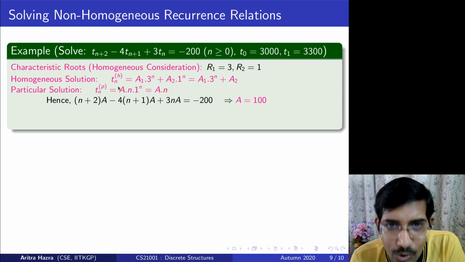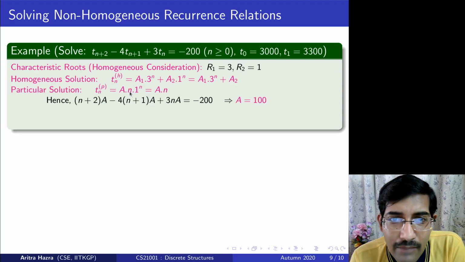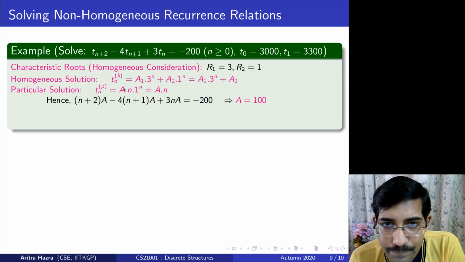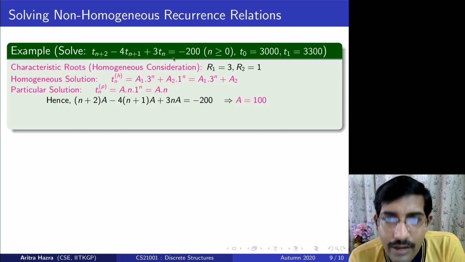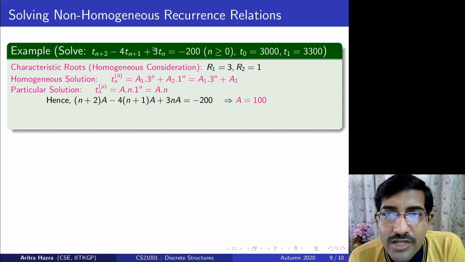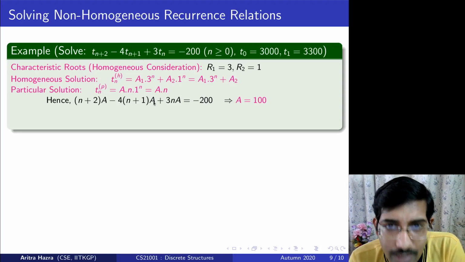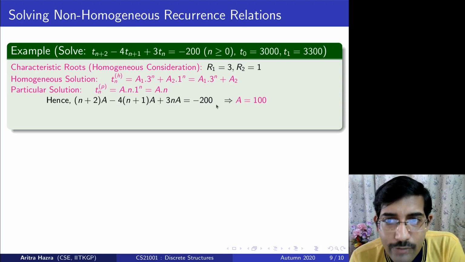So the particular solution has to be made linearly independent. n into 1 to the power n into a is my particular solution part. So this is an. I put an directly in this equation to solve for a, that is a(n+2) minus 4a(n+1) plus 3na equal to minus 200, which gives me a equal to 100.